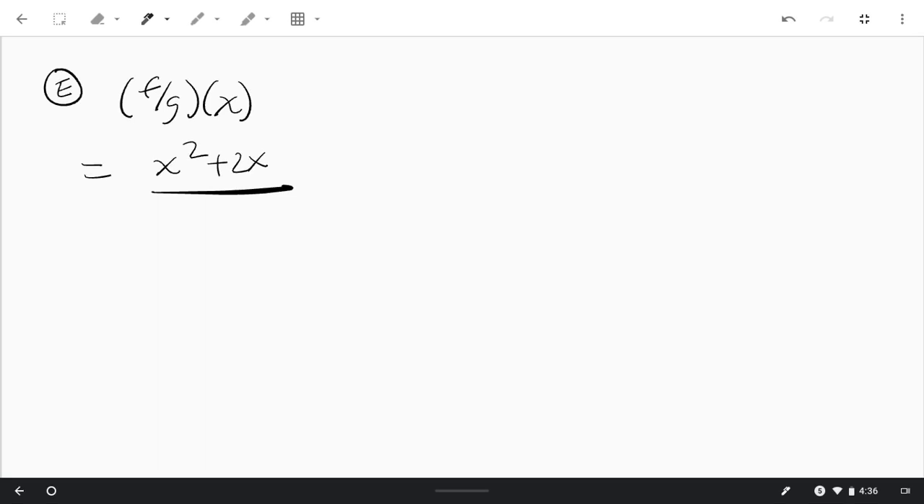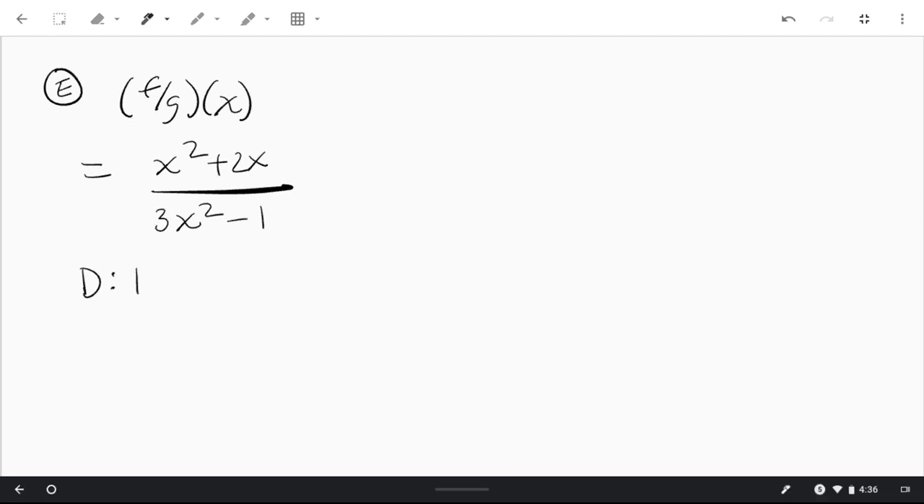Okay, so no particular x to evaluate for, so we just leave it like this. And if in the homework or on a test, it asks you for the domain of this function, well, we already know that the domain of f is all real numbers. We know the domain of g is all real numbers. And so here, the domain is going to be, remember, all real numbers except for where that denominator would be 0.